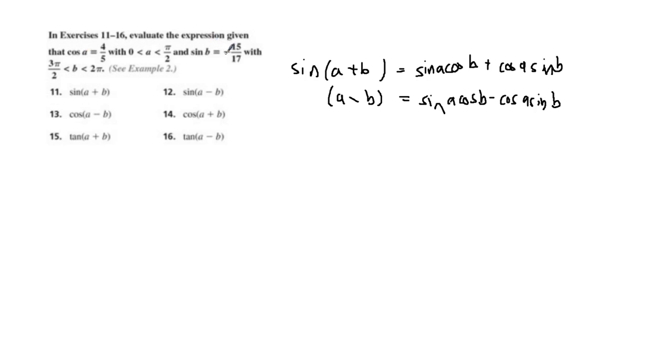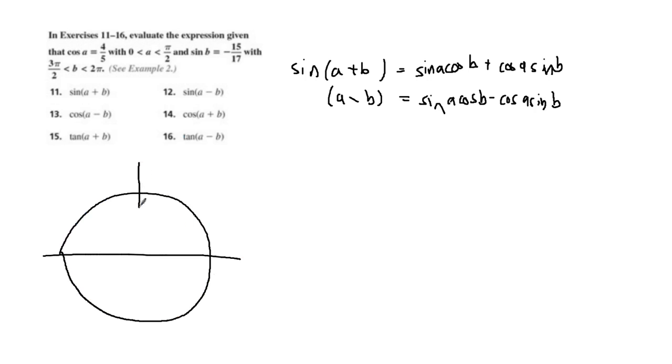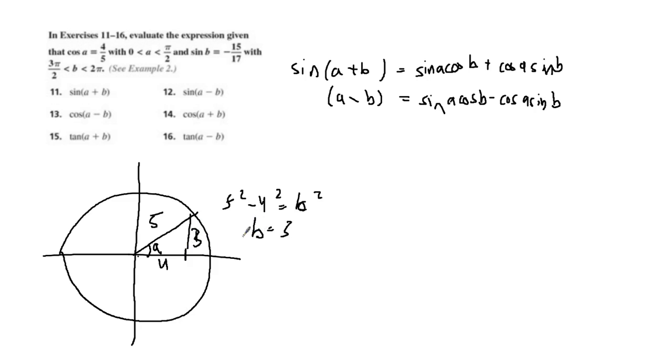Actually, we don't have the values of sine A and sine B. I will find the values real quick. A is between 0 and pi over 2, which means it's in the first quadrant, and the cosine is 4 over 5. So adjacent is 4, x is 4, and the radius is 5. This is A. To find sine A, we use the Pythagorean theorem: 5 squared minus 4 squared equals b squared, so b equals 3. And then sine A is 3 over 5.